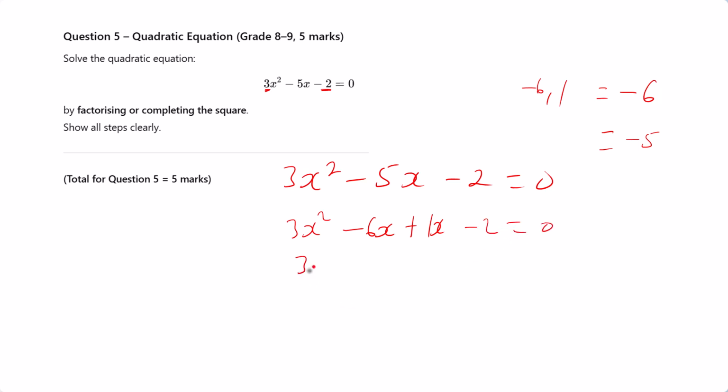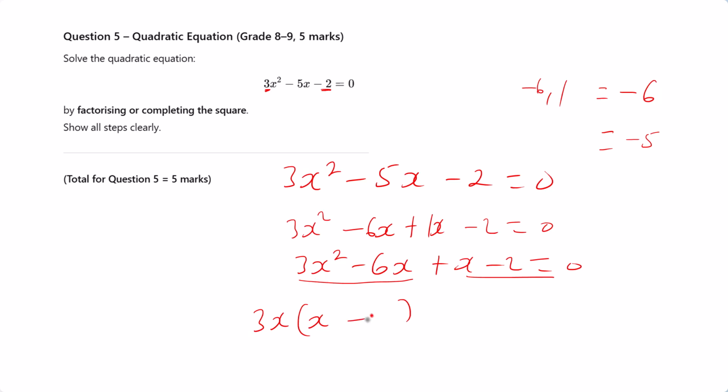Now, what you then do, you're going to factorize them in pairs, like this. The first pair and the second pair. The first pair, if I factorize that, I can pull out 3x. Now 3x times x is 3x squared, and 3x times negative 2 is negative 6x. The other side, there's nothing I can factorize other than 1, and you have to write that 1. 1 times x is x, 1 times negative 2 is negative 2, and that'll be equal to 0.